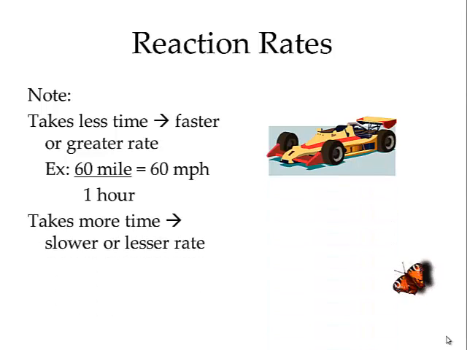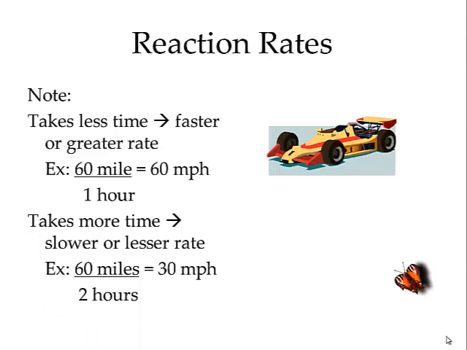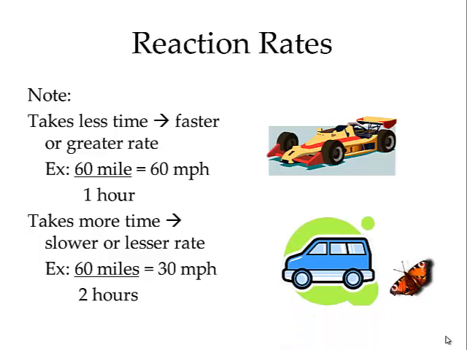But if your trip takes more time, that means you have a slower or a lesser rate. So perhaps you're traveling those 60 miles in 2 hours, which would give you a rate of 30 miles per hour instead of 60. So when you see a lower rate, that means the reaction takes longer. When you see a higher rate, that means the reaction goes faster.